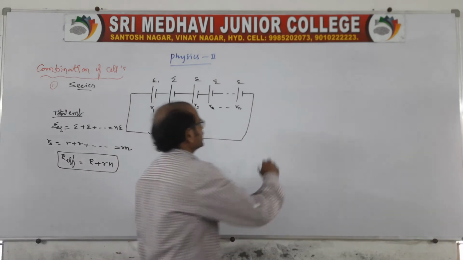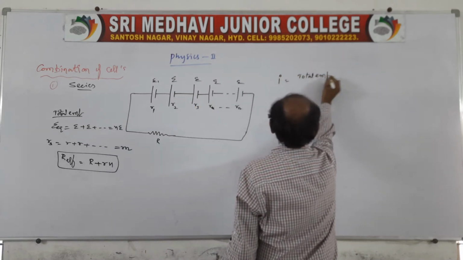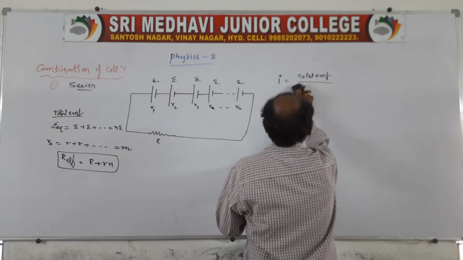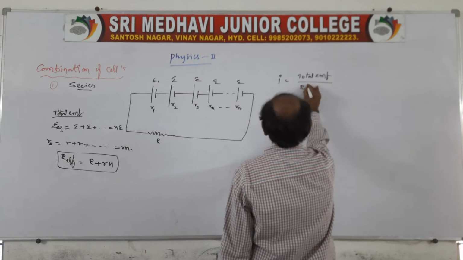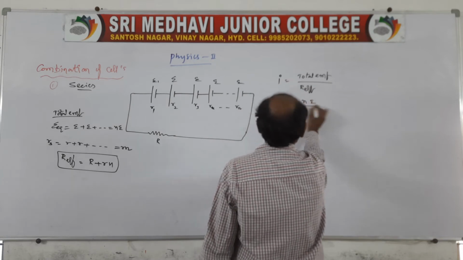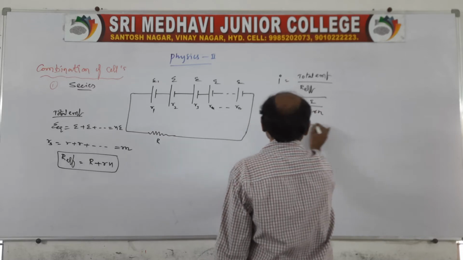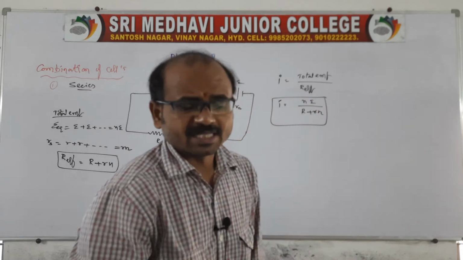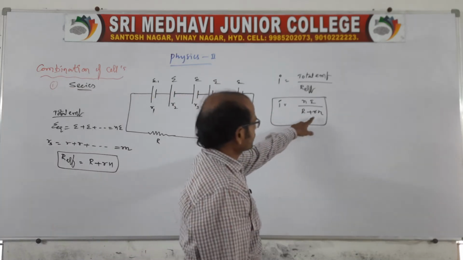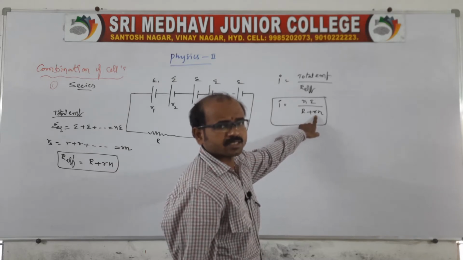Now here we need to find the current, that is, the total EMF by the total resistance, that is R effective. So I is equal to the total EMF, nE, by the total resistance, capital R plus nr. This is in case of a series combination. When the cells are connected in series, the total current will be nE by capital R plus nr. Capital R is the external resistance, small r is the internal resistance.